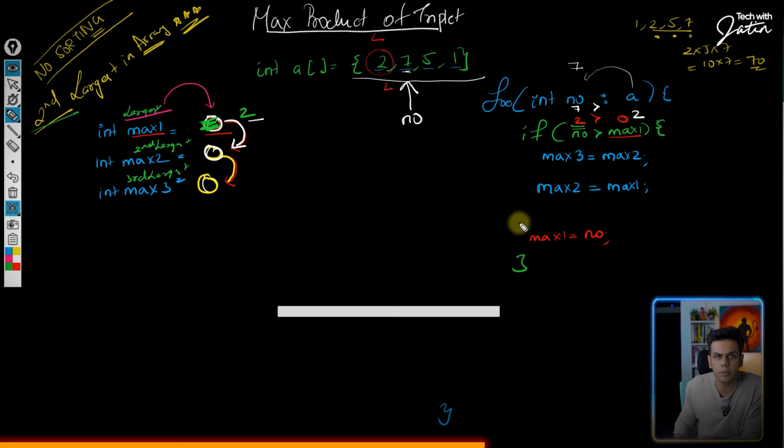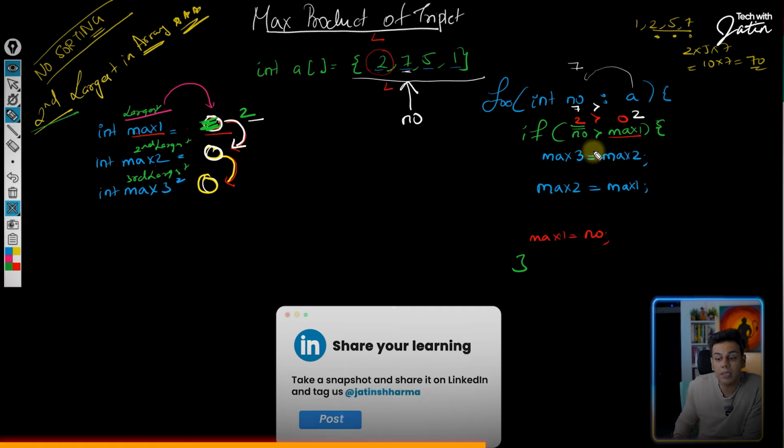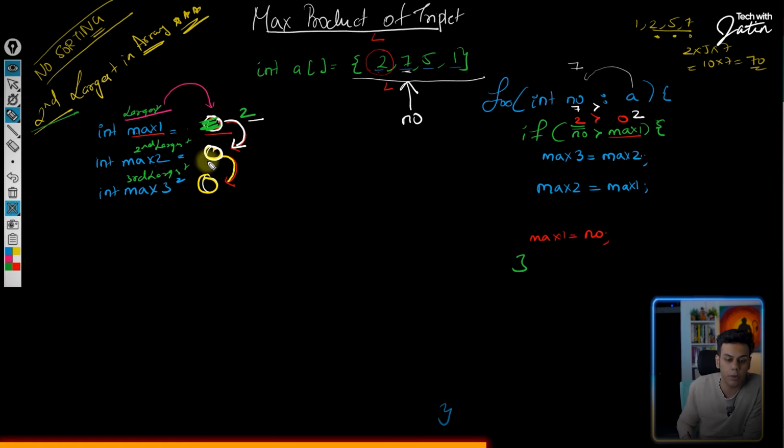So what you are supposed to do? You are supposed to do the updation. Max3 will get the value from max2. What is there inside max2? 0. Let me use a different color. This 0 will be given to max3.